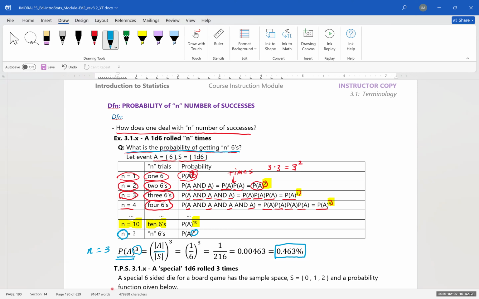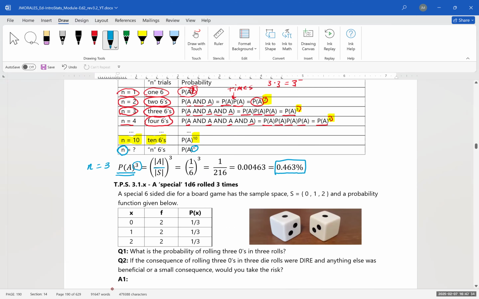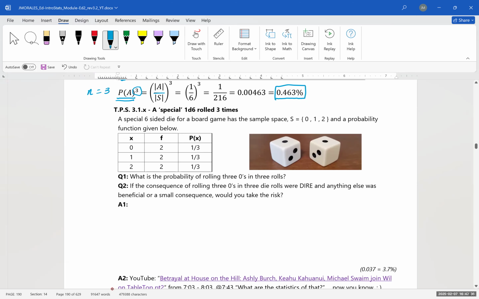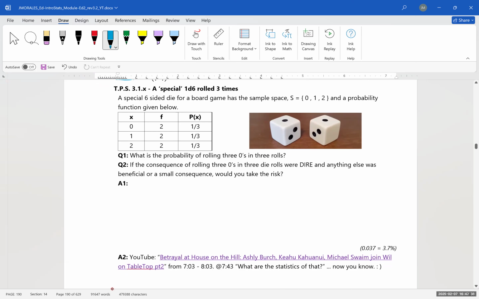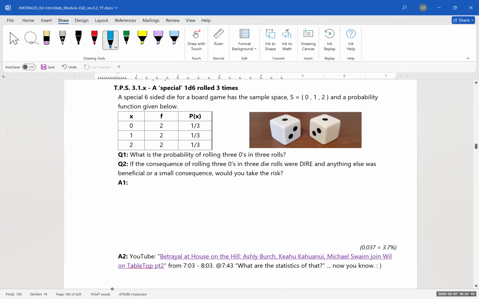So use this example as a model. Come down here and look at this think, pair, share. Give this one a try. Go ahead and pause the video and come back when you're ready.